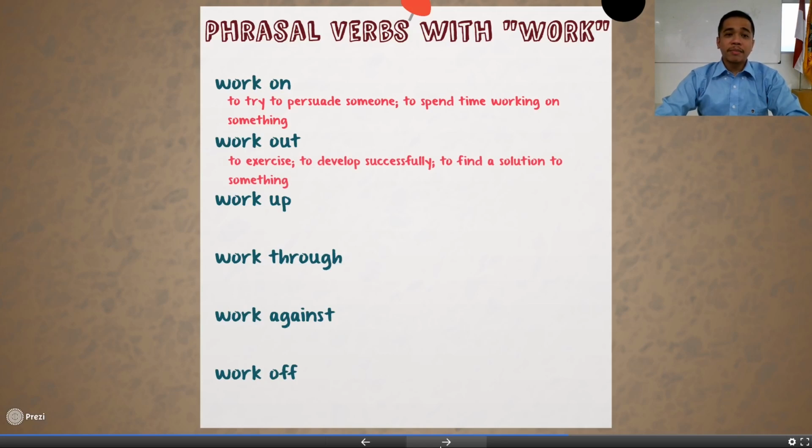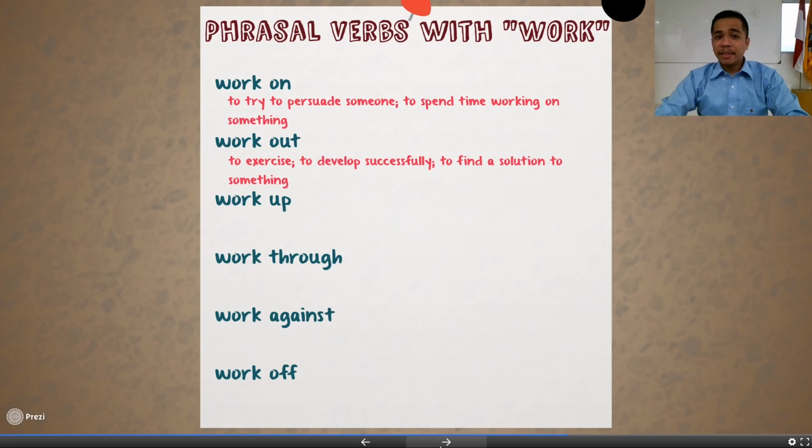Now, we all know that. Example, hey, you're getting fat. You need to work out. Or it could also mean to develop successfully. Like, his plans and his strategies to get the girl didn't work out.